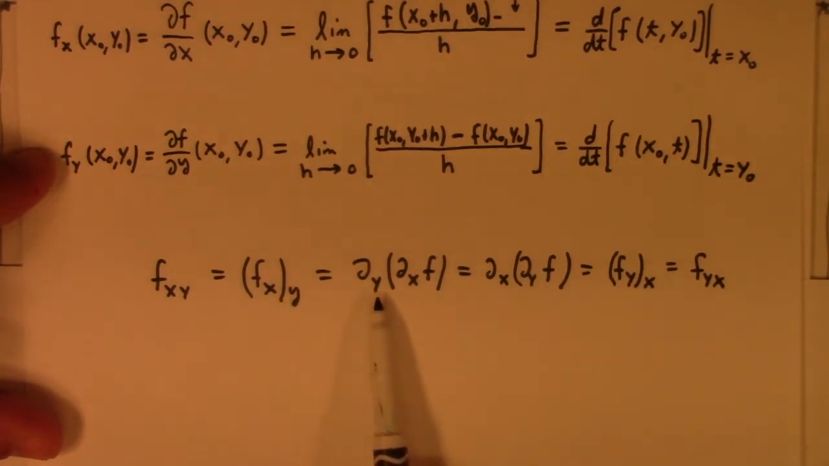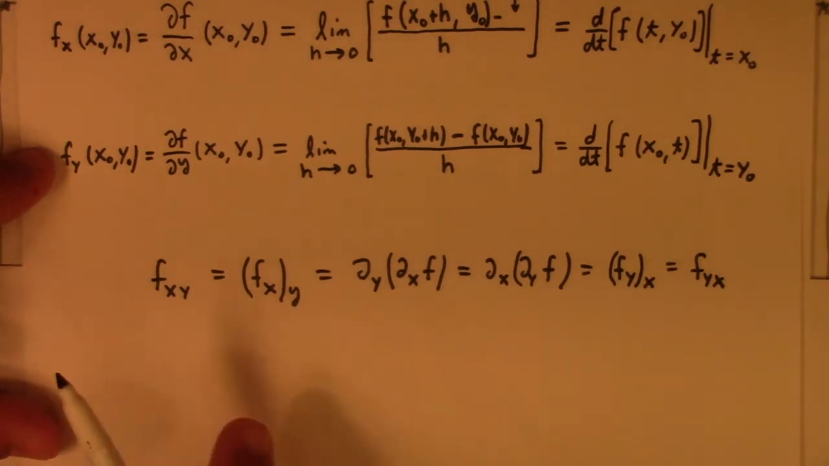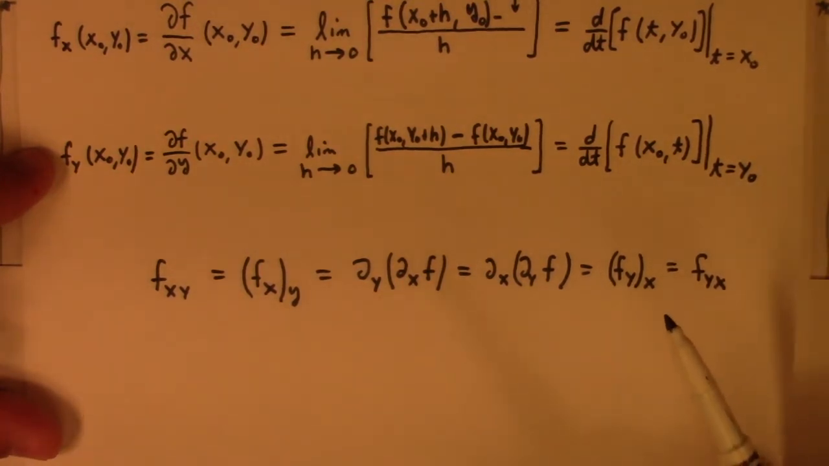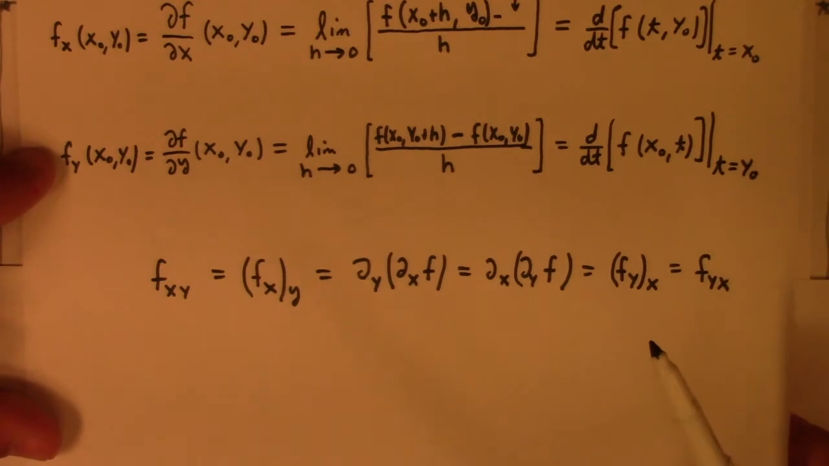And so yet another notation for that would be partial y of partial x f. And fun theorem: for nice functions, we can commute the partials like that. And so f of xy is equal to f of yx. And this is sometimes called Fubini's theorem. All right, now I'm getting out of order here, so I'm going to get back on track and show you some examples.